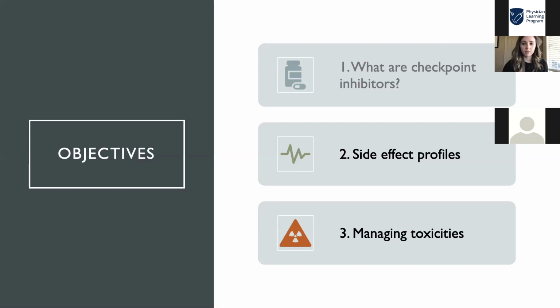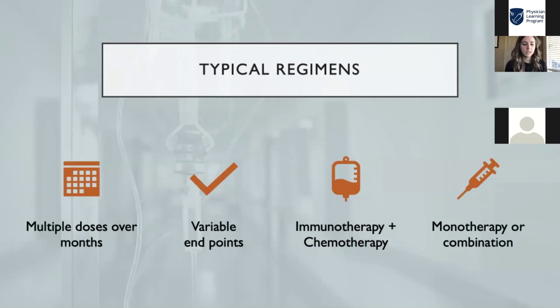So to cover objective number 2, we're going to review the side effect profiles of these drugs. Checkpoint inhibitors are typically administered in a regimen that consists of multiple doses over the span of months. Endpoints are variable and typically depend on disease progression or unacceptable levels of toxic effects. Depending on the cancer, some patients are getting treated with immunotherapy alone, for example, melanoma, whereas some patients will receive chemotherapy as well as immunotherapy. Lastly, it's not uncommon for patients to be treated with 2 checkpoint inhibitors at the same time, and that's referred to as combination therapy.